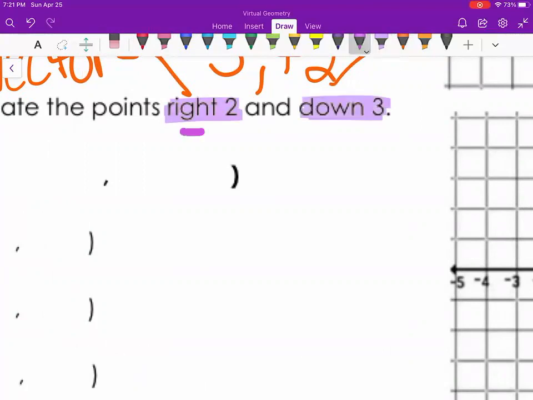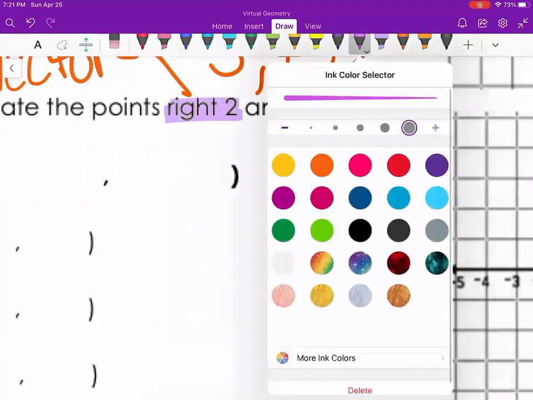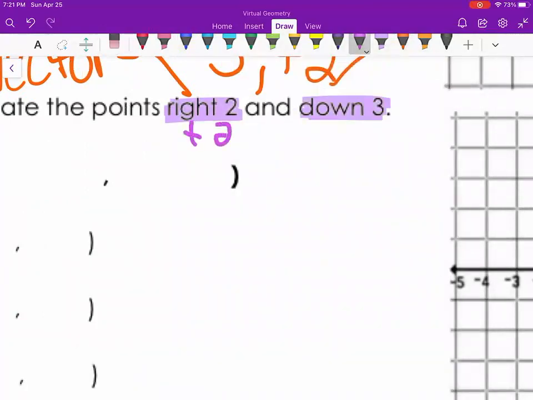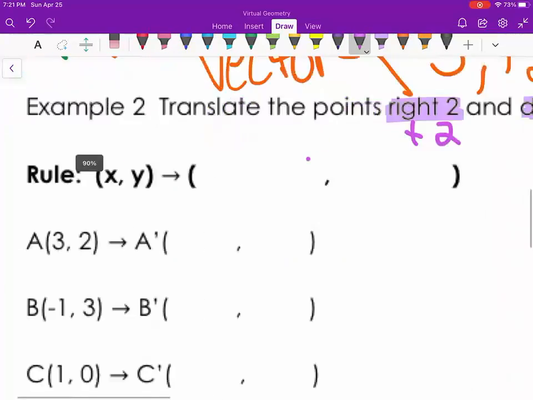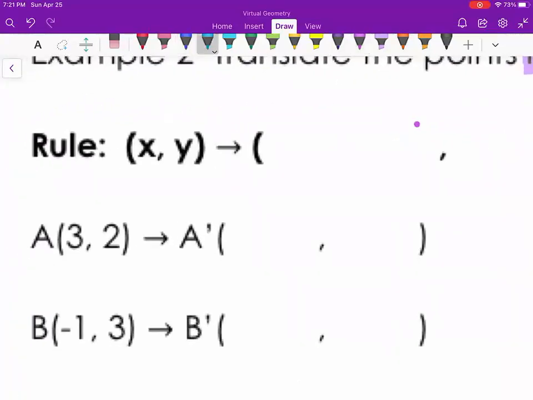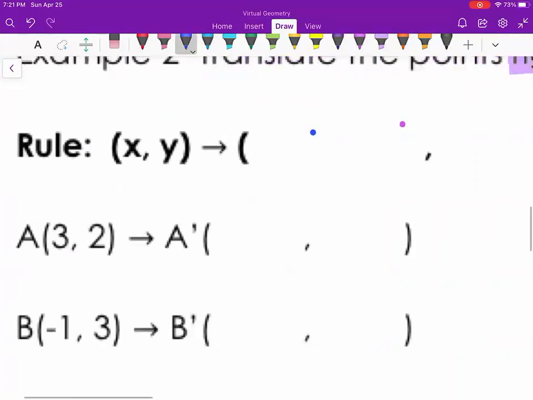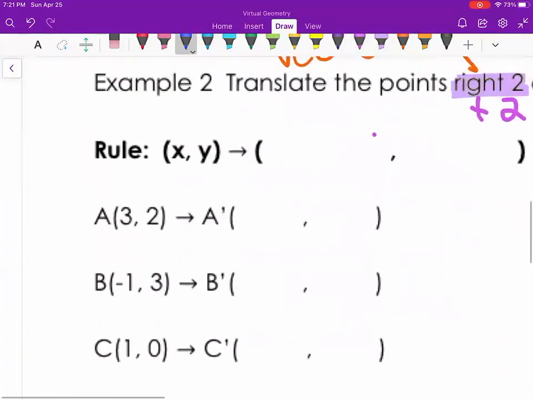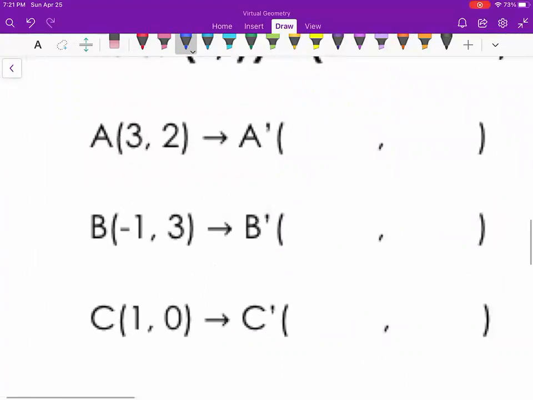So remember, right is a plus. Oh, sorry. Let me fix that. So +2, down is a minus, and 3. So we're going to add 2 to every x and subtract 3 from every y. Let's see what happens. All right, so let's +2 to all of these x's. So +2, +2, and +2.